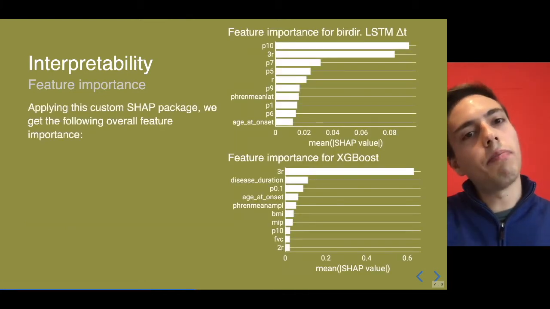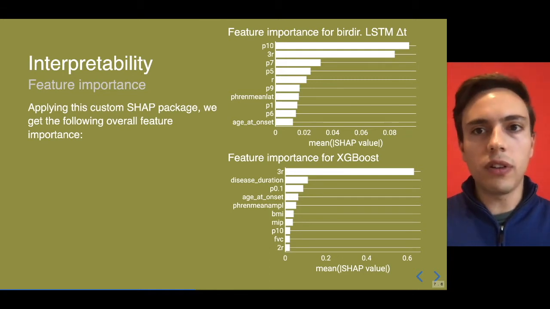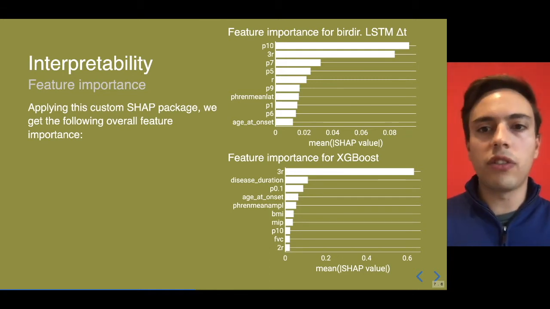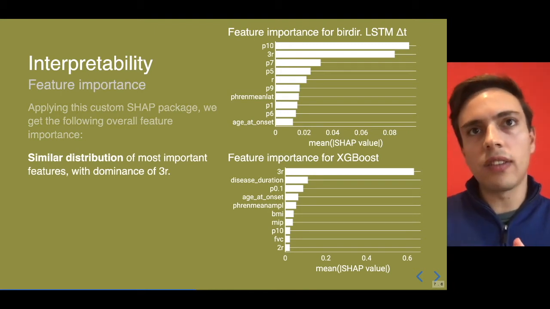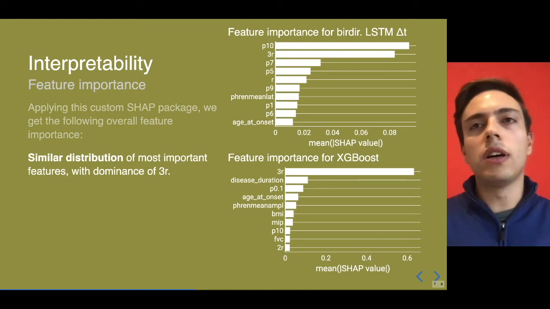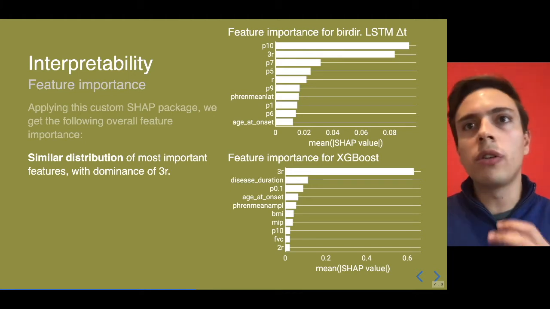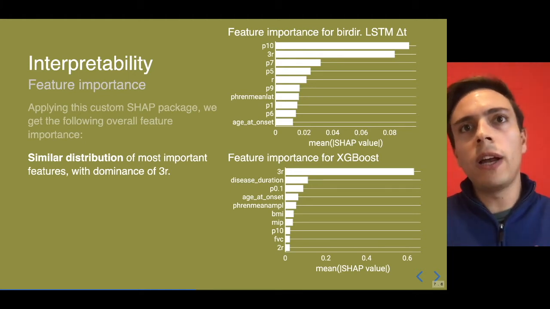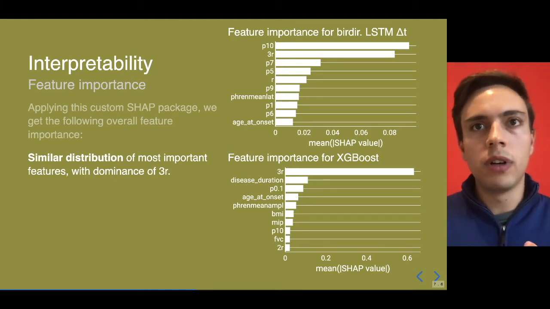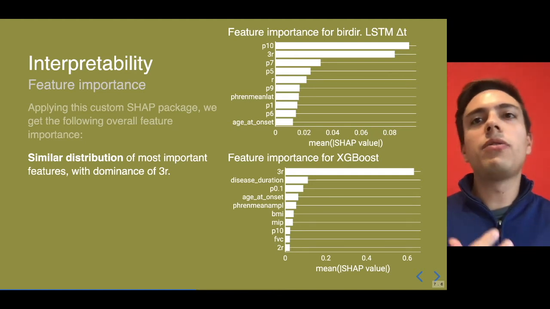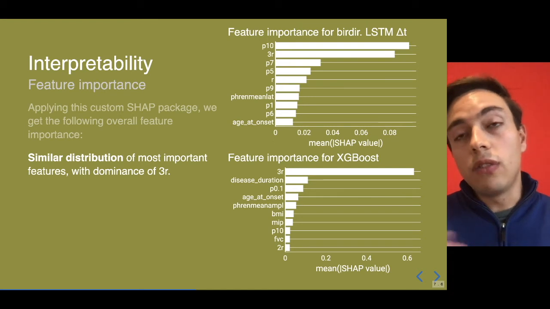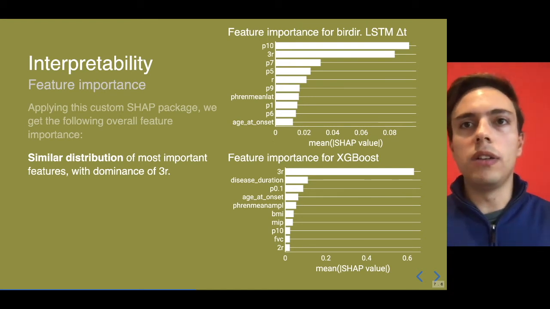Applying this custom SHAP package, we get this overall feature importance for this LSTM model and this XGBoost model. We see a similar distribution of most important features, in the sense that the two feature plots show similar distributions with one or two dominant features that both contain 3R, a respiratory symptom. We also see that the rest of the features in the top are usually present in both plots, even if they have a slightly different order.